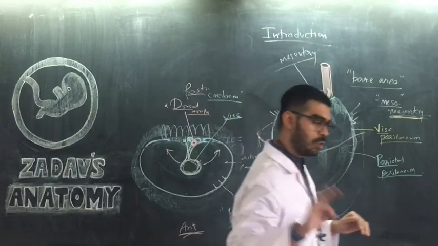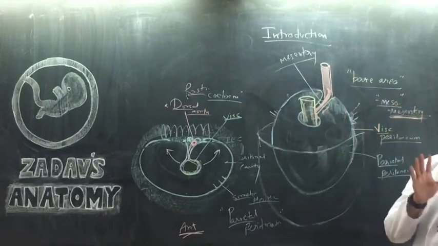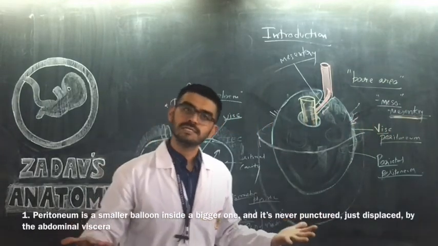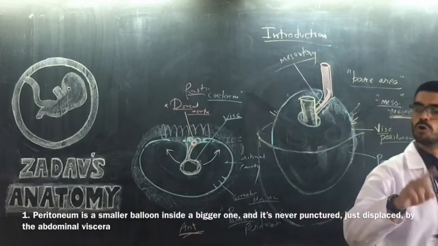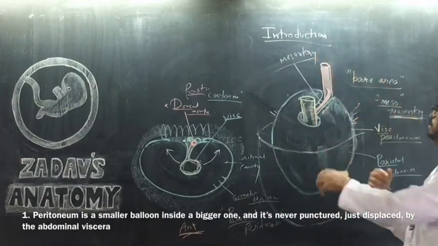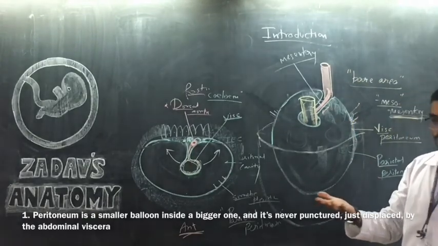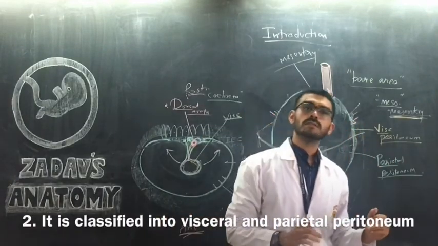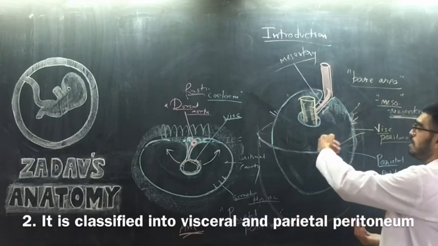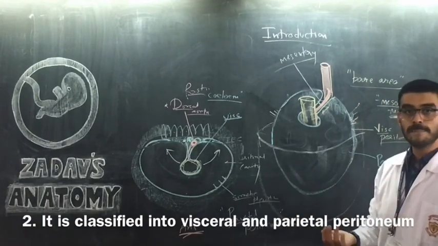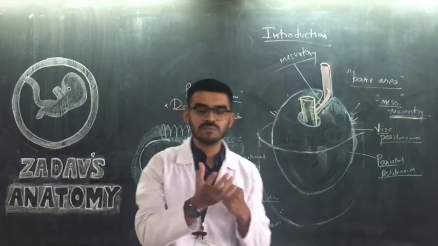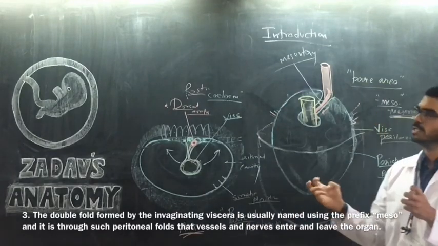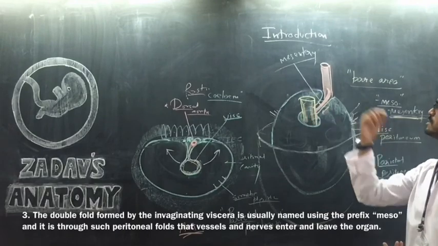So I need you to take 3 points home from the introduction to the peritoneal cavity part of this lecture. Point number one, the peritoneum is a smaller balloon inside the bigger balloon, that is the abdominal cavity. The balloon is never pierced or punctured, it is just displaced, and that's how the viscera arrange themselves. While they do so, the part that closely sticks to the viscera is the visceral peritoneum. The part that is closely adherent to the body wall is the parietal peritoneum, and the double fold that is formed as these viscera invaginate into the peritoneum is known as the double fold, and you can call it meso this, meso that. In this case, the mesentery, we're calling this the dorsal mesentery.